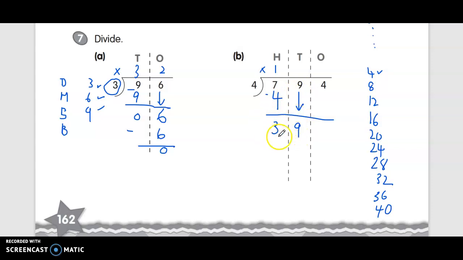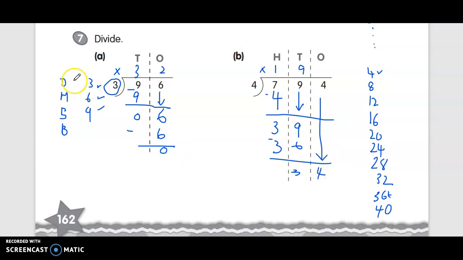So let's start from Daddy again. Divide. 39 divided by 4. Let's look down the list, which is nearer, and we can subtract. This one, right? So let's count. 1, 2, 3, 4, 5, 6, 7, 8, 9. Okay, so 9 times 4 is 36. So now we can subtract. 9 minus 6 is 3. And then we bring down 4.